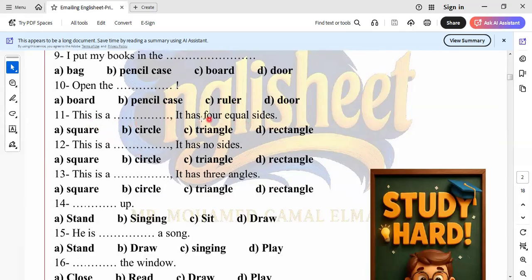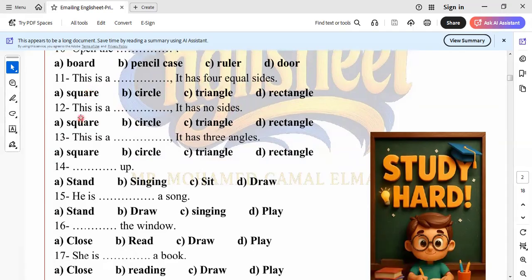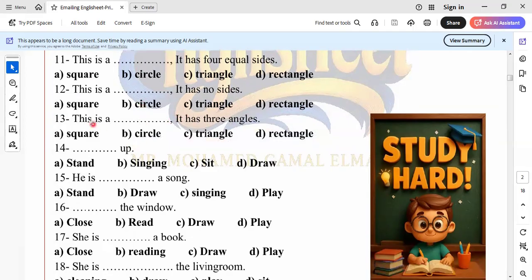This is a space, it has 4 equal sides. We took it in mathematics. Square, excellent, you are clever people, you are clever in English and in mathematics also. This is a space, it has no sides. Which of the geometric shapes can't have sides? It will be here, circle, you are clever pupils. This is a space, it has 3 angles. So I know 3 angles, so in Latin we say tri. So which one is it here? Triangle. So the answer here will be triangle.